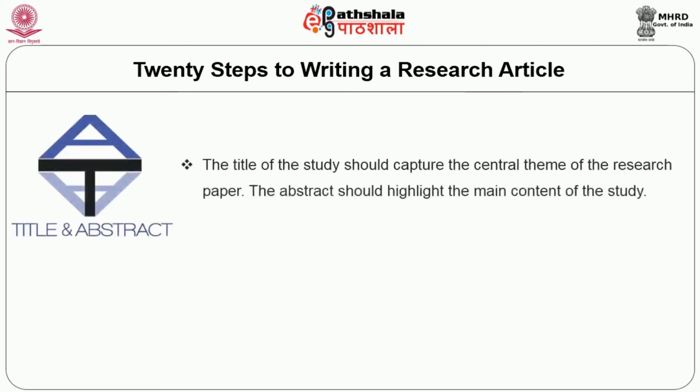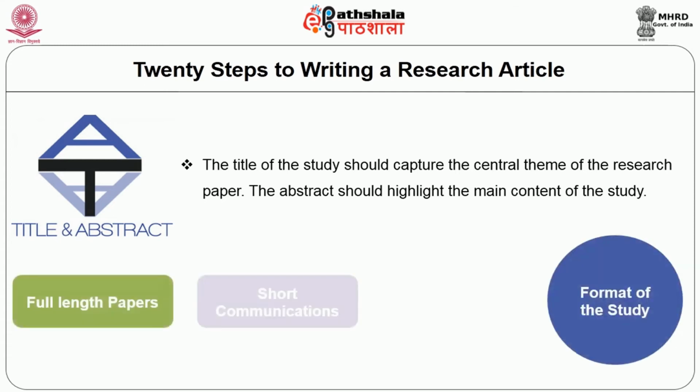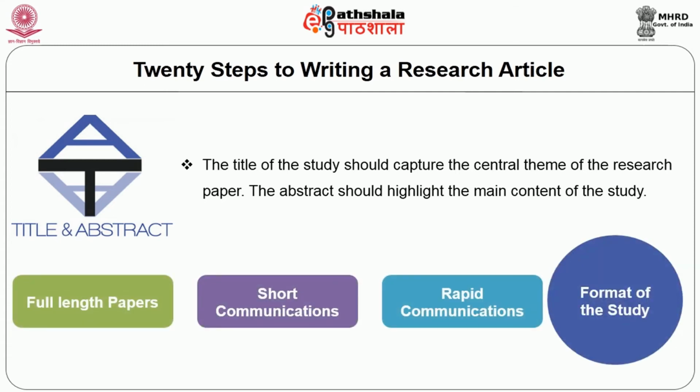Then the fourth one, decide the title and abstract. The title of the study should capture the central theme of the research paper. The abstract should highlight the main content of the study. Then the fifth one, decide about the format of the study. There are three basic formats for peer-reviewed research papers.